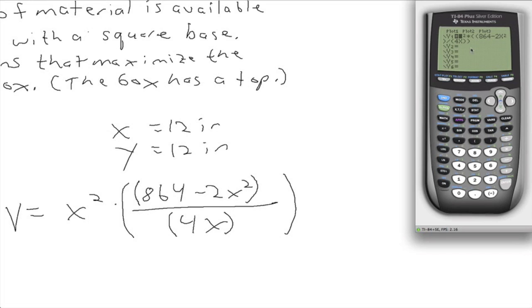Huh. Same problem. I'm not sure. Here, I'm trying to retype it real quick. x squared times parentheses 864 minus 2x squared close parentheses, divided by 4x close. Huh. Yeah, now it works.